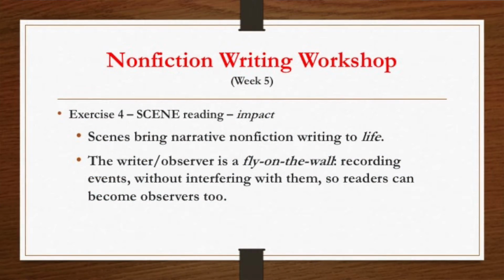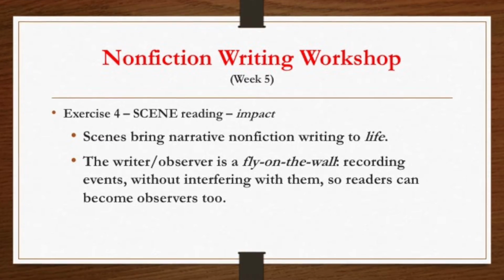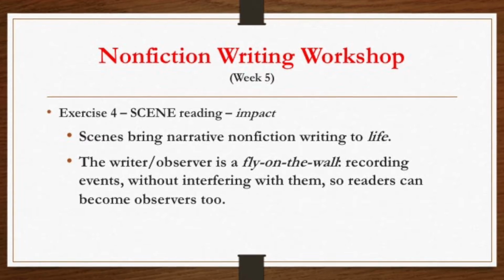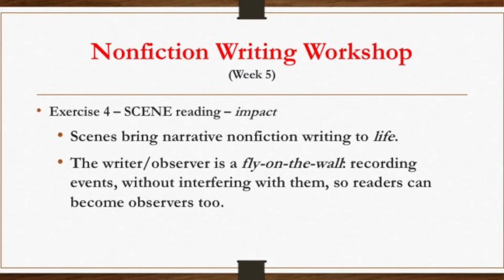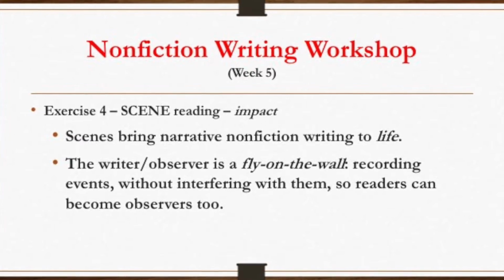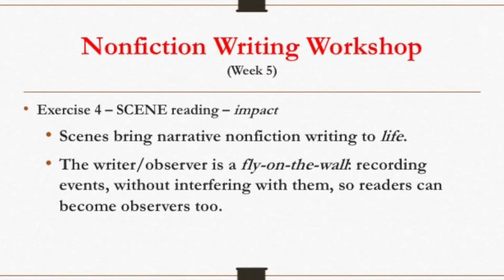You want to describe what the scene looks like, where it is, what kind of a setting it is, who the people are involved, what they look like, how they are acting. This is all part of the storytelling parts of conveying a scene. The reason you want to do this is that scenes can bring your stories to life. The writer-observer is essentially a fly on the wall. The concept is there's a fly on the wall who sees everything that's going on and then can tell that to the reader. So you're watching something happening, capturing the moment, and then putting it on the page.